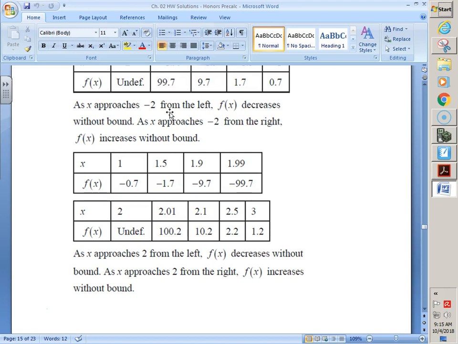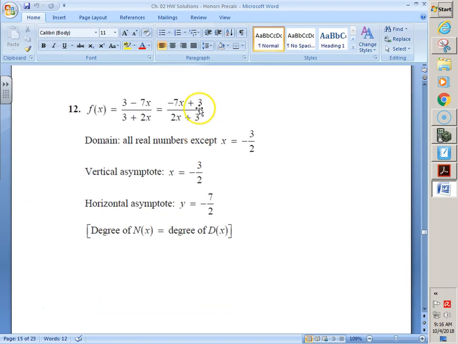As you come toward this vertical asymptote, -2, from the left, f approaches negative infinity, decreases without bound. As x approaches -2 from the right, f of x approaches positive infinity, or increases without bound. The other vertical asymptote, as you come from its left, f of x, once again, negative infinity. As you come from the right, once again, f of x approaches positive infinity. Are you able to compare the words with the notation? Increases, f of x goes to positive infinity; decreases, f of x goes to negative infinity. Good.